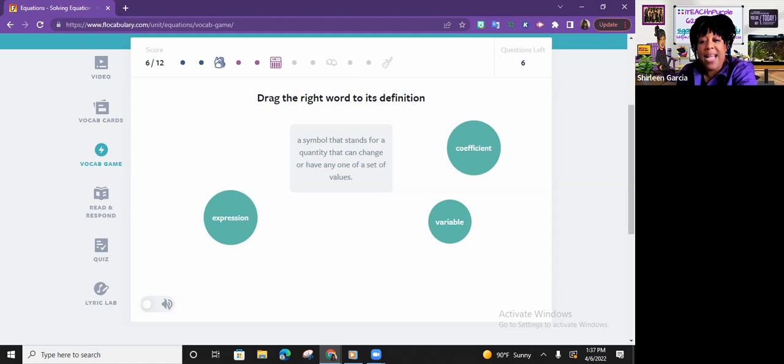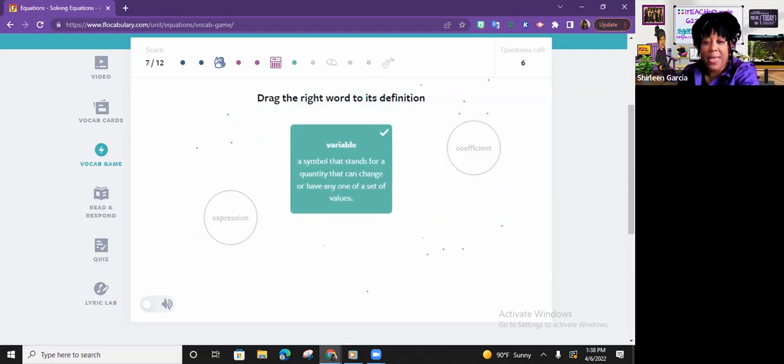A symbol stands as a placeholder for a quantity that can change or have any one of a set of values. What is that called when we use a symbol in math? Is that an expression, a coefficient, or a variable? A symbol could be like a letter of the alphabet. Yes, it's called a variable. Thank you, thank you, thank you, Riley.